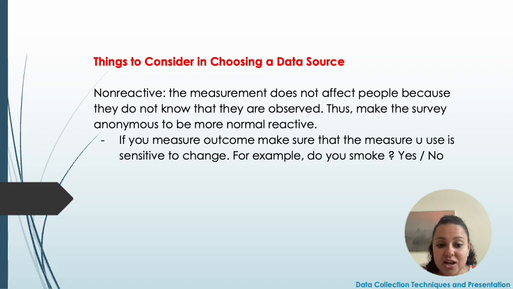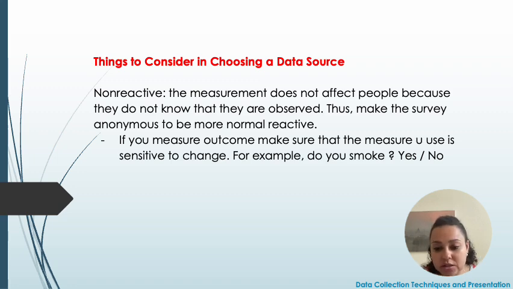What is this? The first thing, it should be non-reactive. The measurement doesn't affect people because they don't know that they are observed. Thus, make the survey anonymous to be more normally reactive. So, if they are filling an online survey, they should not write their name, or there is no question that can affect so sensitive to them.